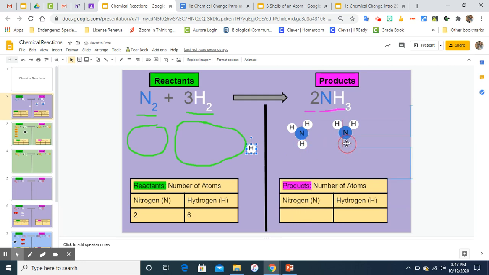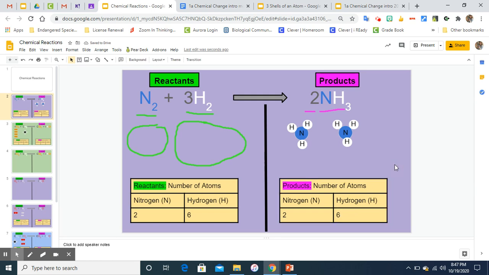And the last step is to record the number of each nitrogen atom on the product side and the number of total hydrogen atoms on the product side. I'll start with my nitrogen atoms. I see 1, 2. I'll record 2 in my chart. And then I'll count my hydrogen atoms. 1, 2, 3, 4, 5, 6. And I will record 6 in my chart.